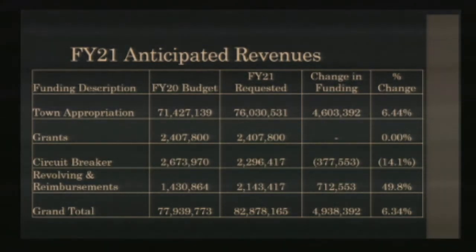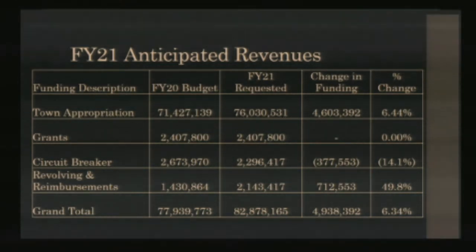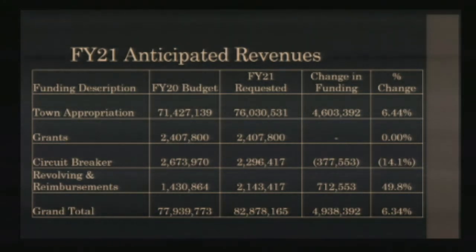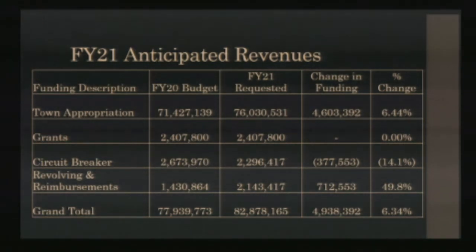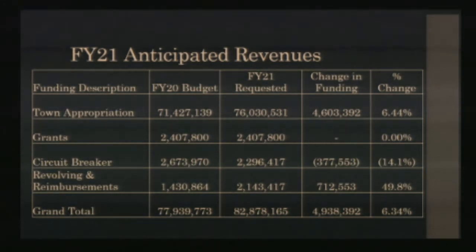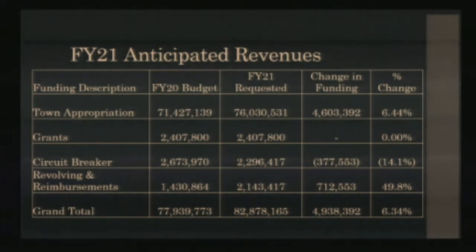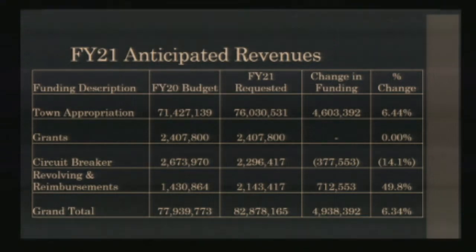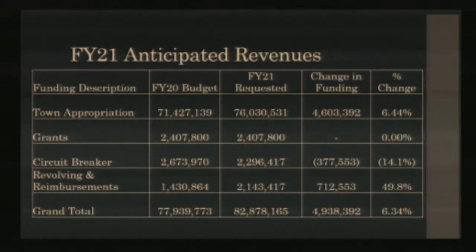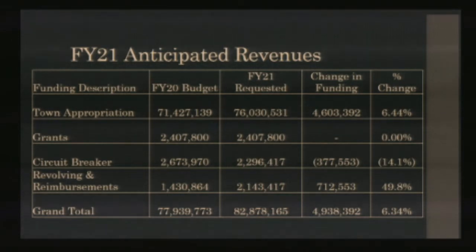So these are anticipated revenues. In terms of fiscal 21, for the town appropriation, once again, that consists of what the town locally contributes from its tax base and what the state provides, based on the formula that we have between the long range plan, the town and the school department, which includes a growth rate factor of 50% of a per pupil DESE average, and set percent increases for general education and special education. We are getting $76,030,531 in fiscal 21, which is an increase of about $4.6 million or 6.44%, which is great that we're able to do that this year.